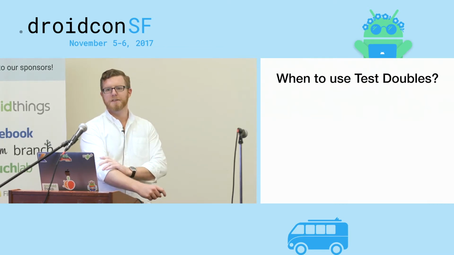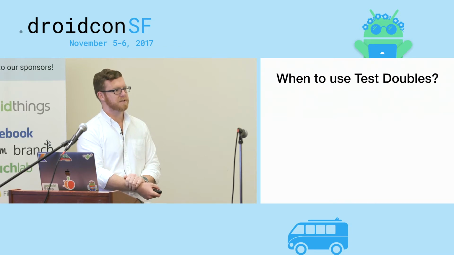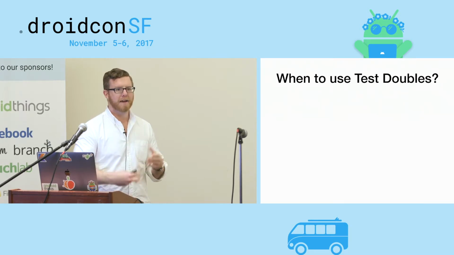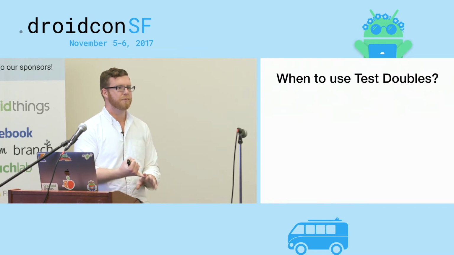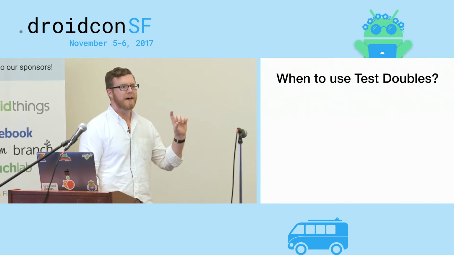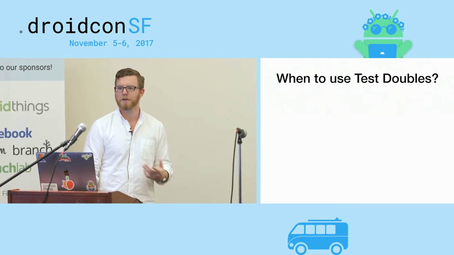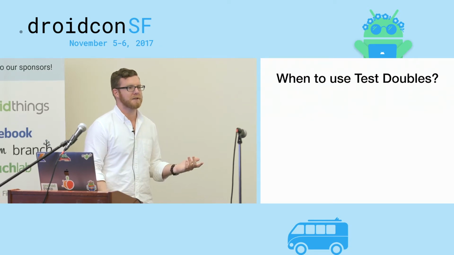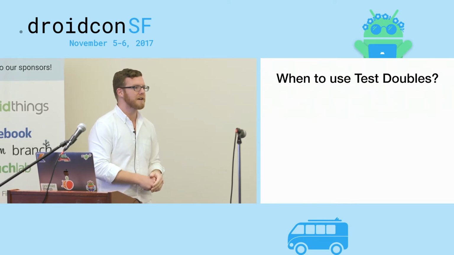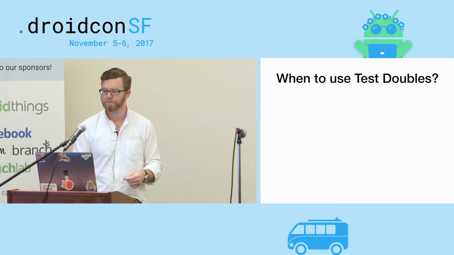I suppose I should start by saying where you wouldn't want to use test doubles. If you have a very plain model object that doesn't take any objects in as parameters or dependencies, and the logic in its methods is very simple, you don't need test doubles there. You can just test those in unit tests. It's very easy to do.